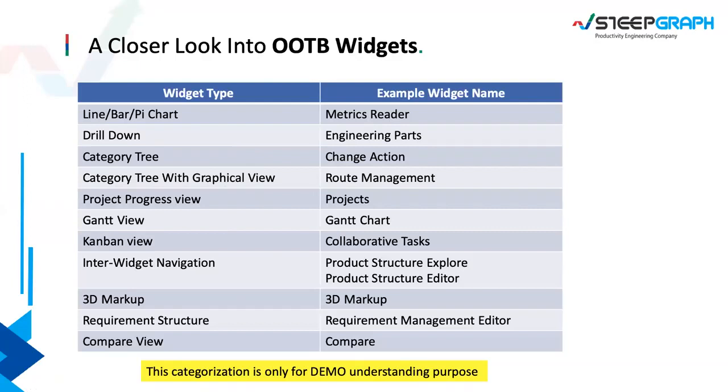Then the category tree, like UI 3, whatever we have in the older version of Innovia, and how it is replaced in the 3D dashboard. So those kinds of things we'll be seeing, and some graphical views for the routes, project progress view, Gantt view, Kanban view, inter-widget navigation between two widgets, how the communication is happening, 3D markups, requirement structure, and the company. So these are the varieties we are going to pick today, and we will see how it is available in 3DEXPERIENCE today.